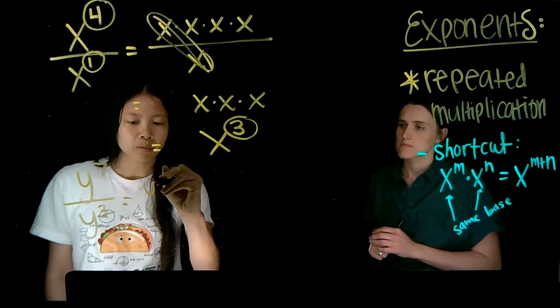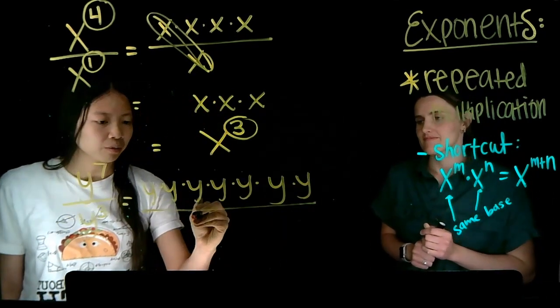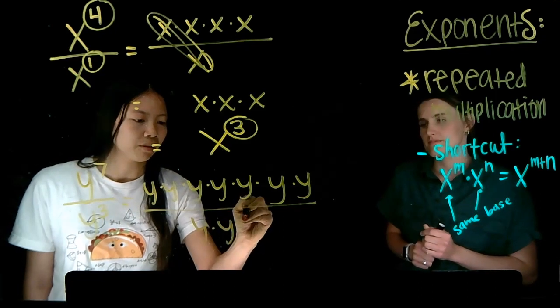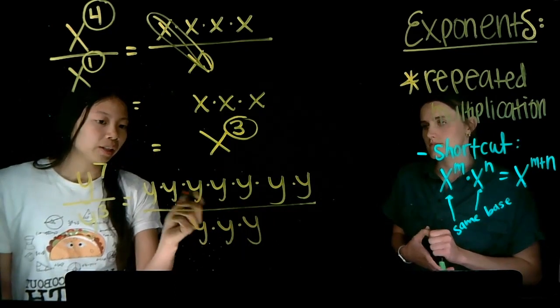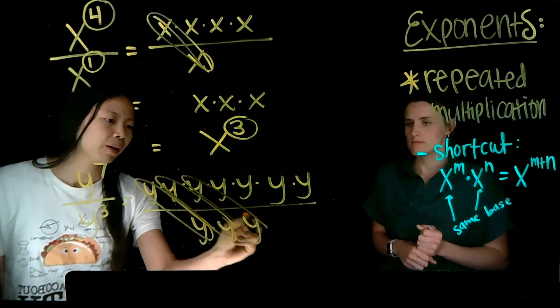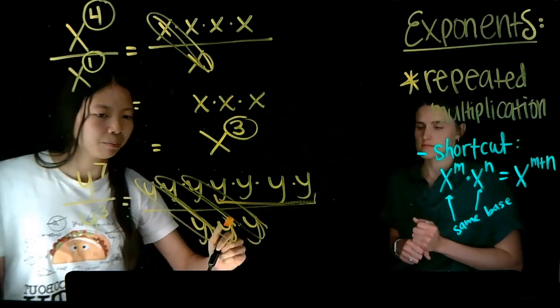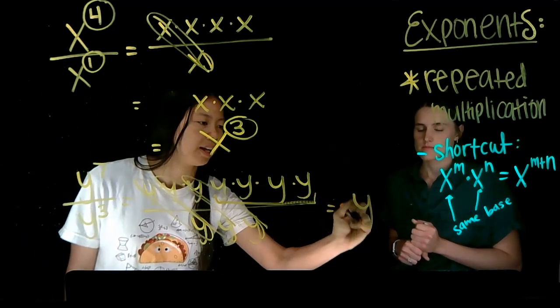All right, expand this out, we got y times y. That's 7 times, and then divide by y to the 3rd power, which is y multiplied by itself 3 times. Again, we can make some giant ones. Y divided by y is just 1, y divided by y is 1, and y divided by y is 1. So I'm actually just left with these 4 y's up here. So this is the same as y to the 4th.